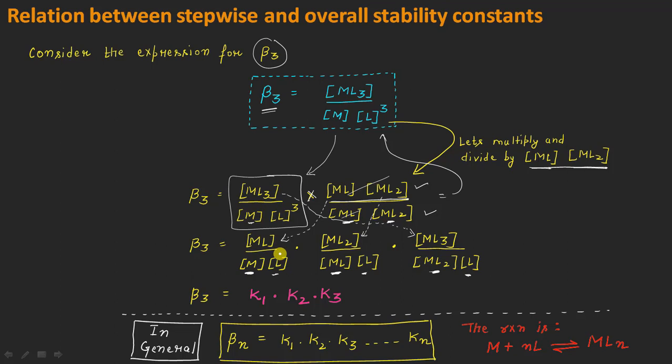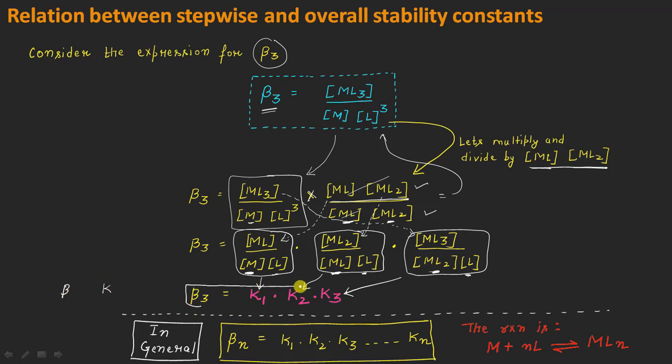Now if you go back to the previous slide, you will find that this expression corresponds to the stepwise stability constant, which is K1 here, right? This corresponds to the stepwise stability constant K2. In the same way, this expression corresponds to K3, such that we have a relationship between the beta and the K, which says that beta 3 is equal to the product of K1, K2 and K3, right?